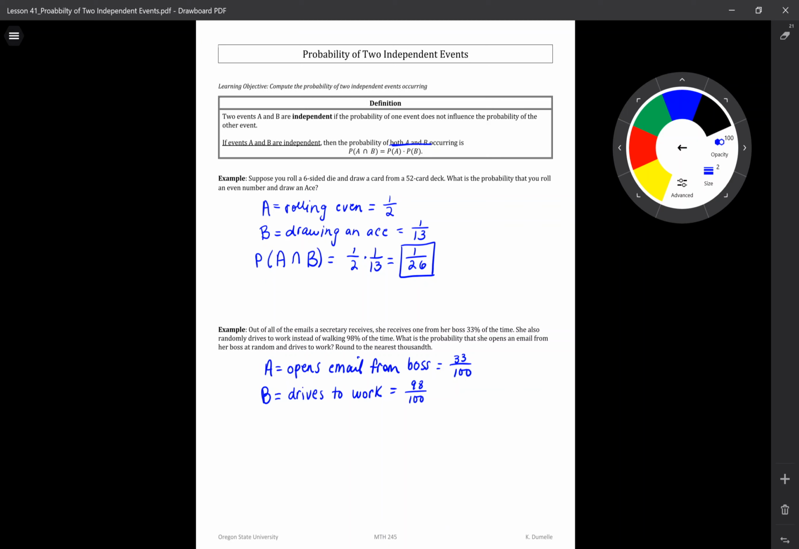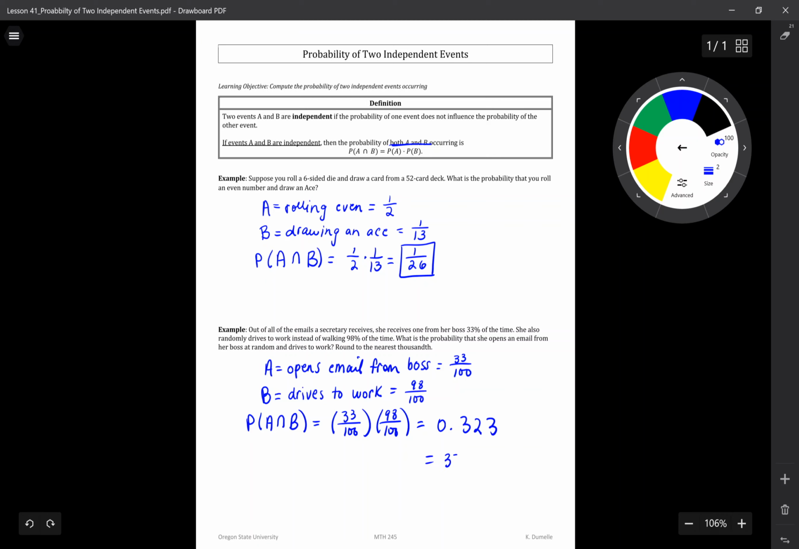So the probability that I open an email from my boss and drive to work, since these are independent events from each other, I multiply 33 over 100 times 98 over 100, and if I multiply these two things together, I get 0.323, or 32.3%. So this is the chance that she randomly opens an email from her boss and drives to work instead of walking.